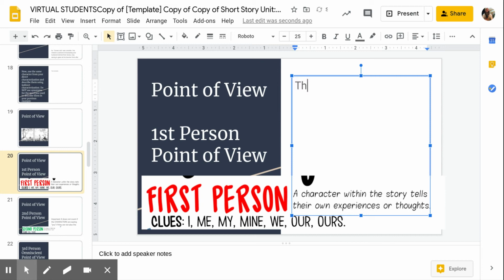So the story is told from the viewpoint of a character in the story. And that character refers to himself or herself as I.